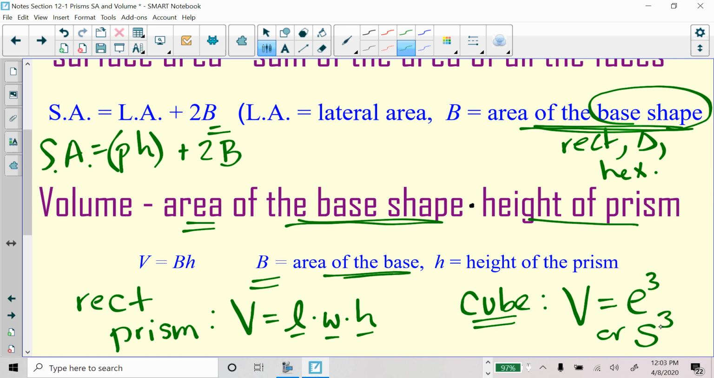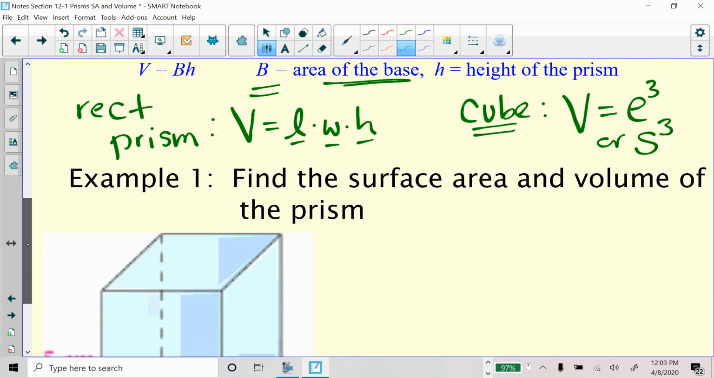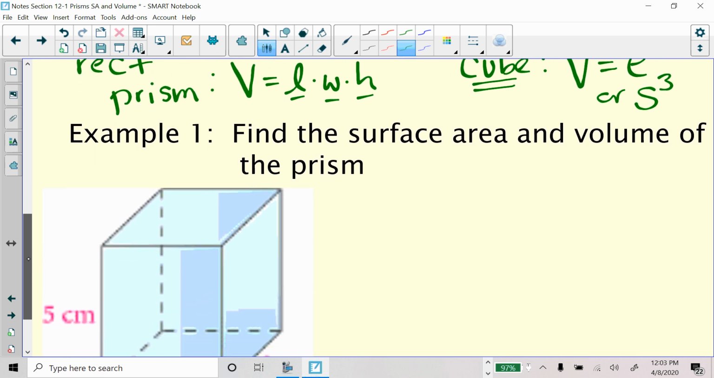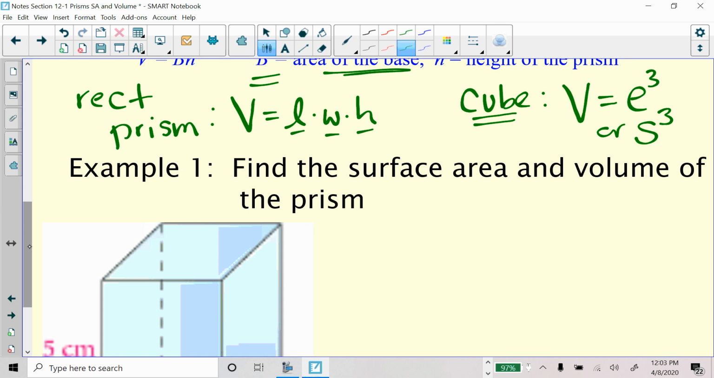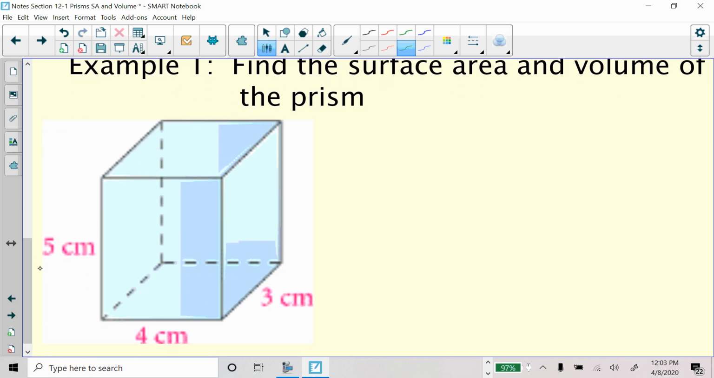It can be represented either way. You just have to be careful with the E. It's okay to use it in this course, but in another level course, it really would not mean the same thing, okay? So sometimes it might be better to talk about it as a side cubed. All right, so let's talk about finding the surface area and volume of the prism that you see right here.